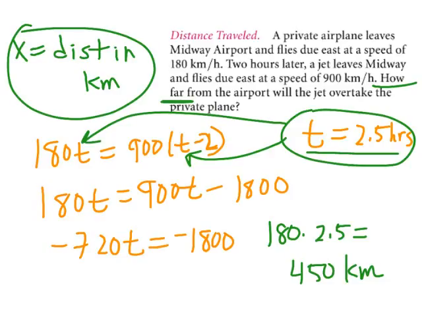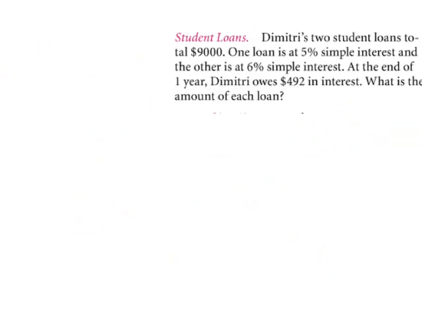Alright, one more word problem and we'll be all done. Dimitri's 2 student loans total $9,000. One loan is at 5% simple interest and the other is at 6% simple interest. At the end of 1 year, Dimitri owes $492 in interest. What is the amount of each loan? Alright, this one's a little different.